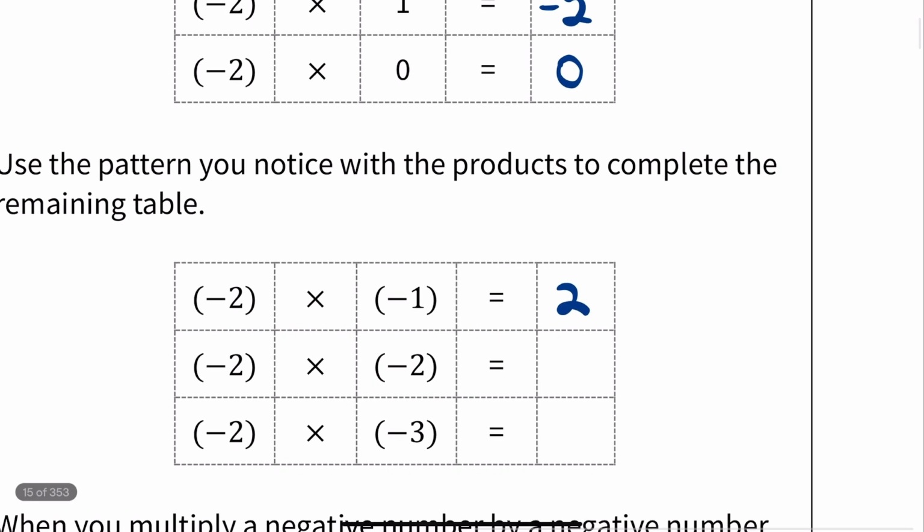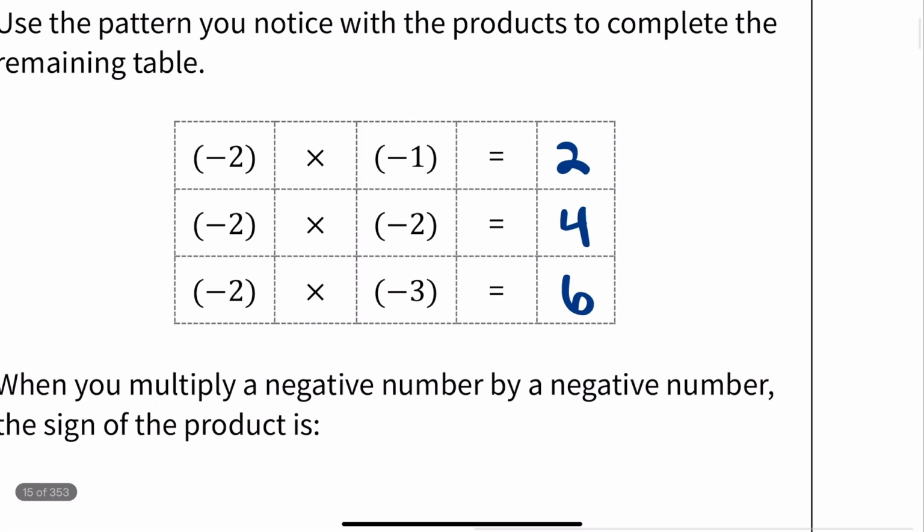We're going to keep going, and it's going to increase again by 2, and then increase again by 2. So -2 times -2 is 4. -2 times -3 is +6. So notice that when you multiply a negative number times a negative number, the product is positive. And that's what we are going to write down here for our conclusion.